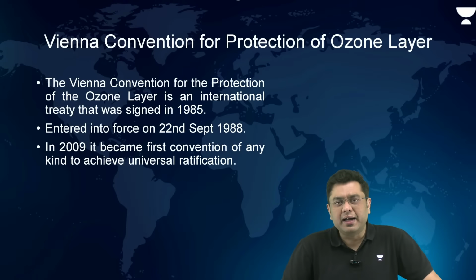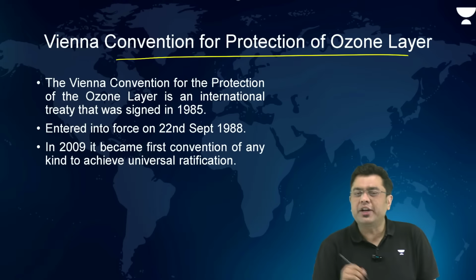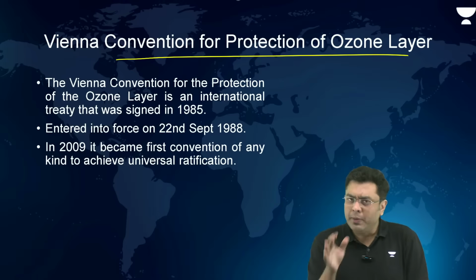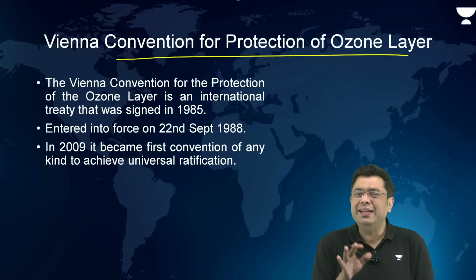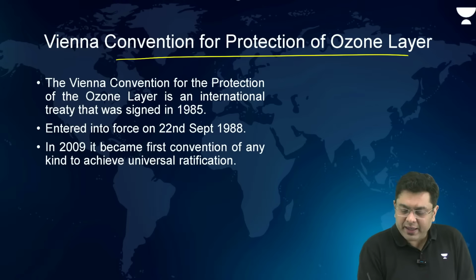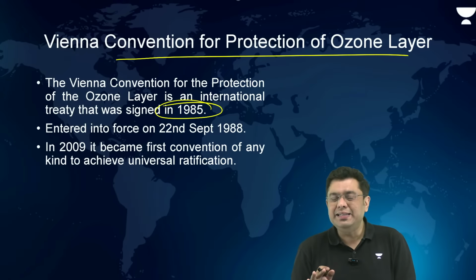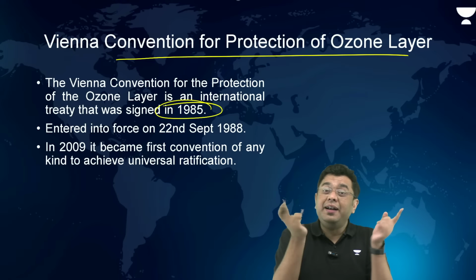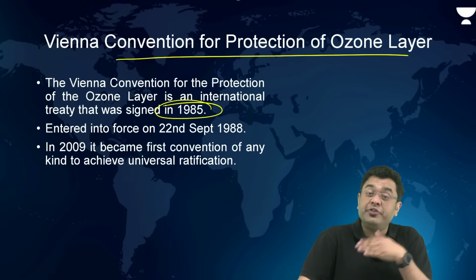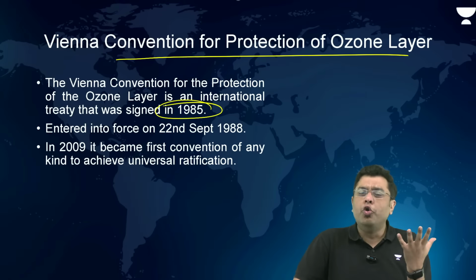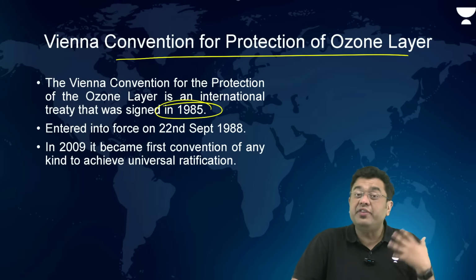Starting with the Vienna Convention. Vienna Convention for the protection of the ozone layer. The meeting for the convention happened in 1985. It was signed in 1985 and came into force in 1988. This was in order to prevent the ozone hole from expanding, because in the early 80s, the ozone hole was expanding in terms of its area.